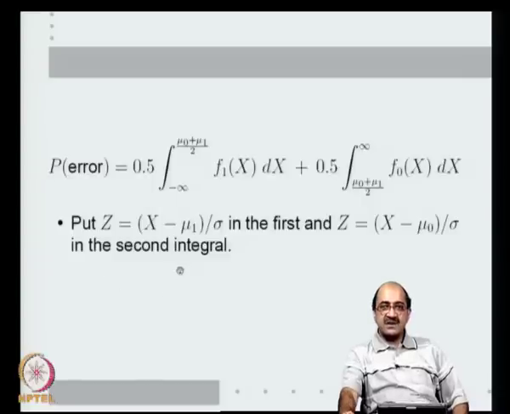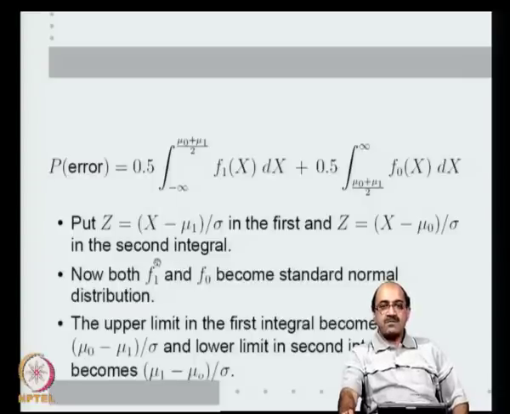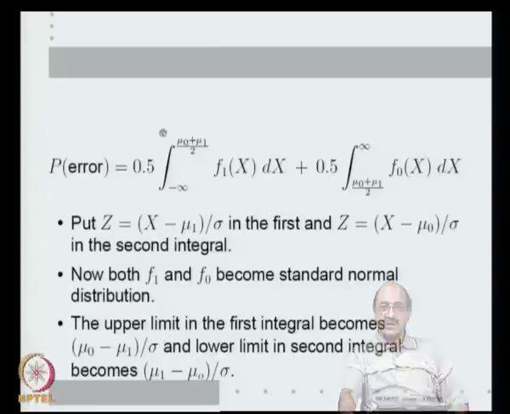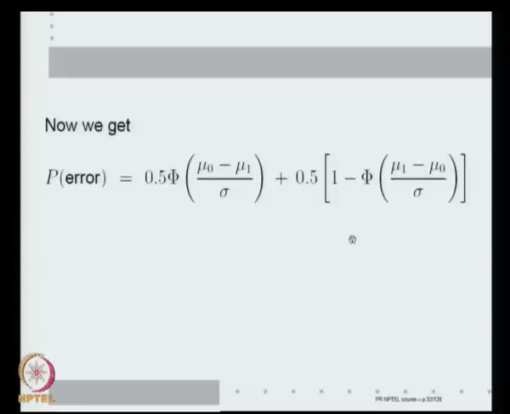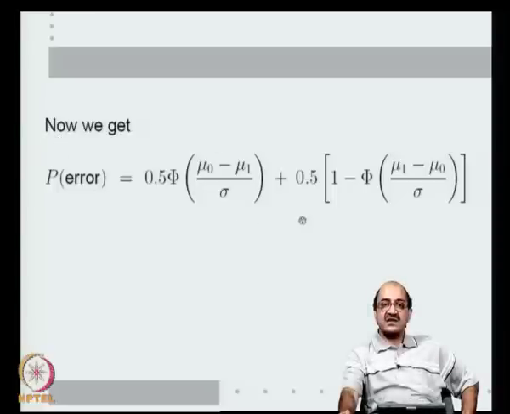Now, what happens to the limits? When x goes up to (mu0 + mu1)/2, z goes to (mu0 minus mu1)/sigma, and similarly here. So, this becomes an integral of the standard normal density from minus infinity to (mu0 minus mu1)/sigma, and this becomes an integral from (mu1 minus mu0)/sigma to infinity of another standard normal. So, the error is this, where phi is the distribution function of the standard normal density.